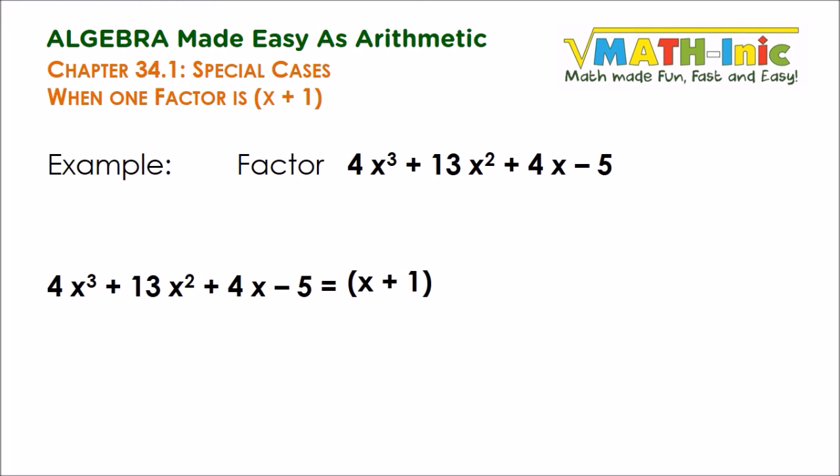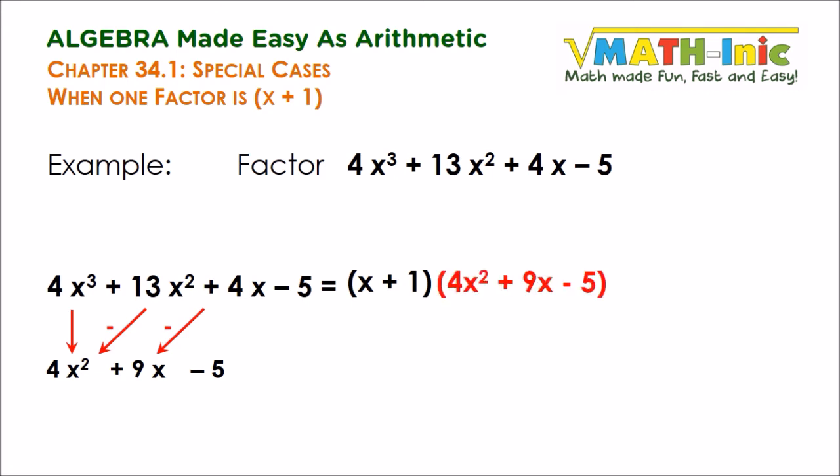So first, we bring down the first coefficient, which is 4, decreasing the exponent of x by 1. So now it's 4x squared. Then we subtract: 13 minus 4 is equal to 9. And then 4 minus 9 is equal to negative 5. Negative 5 minus negative 5 would be 0. So this is exact, the answer is exact. So 4x cubed plus 13x squared plus 4x minus 5 is equal to x plus 1 times 4x squared plus 9x minus 5.